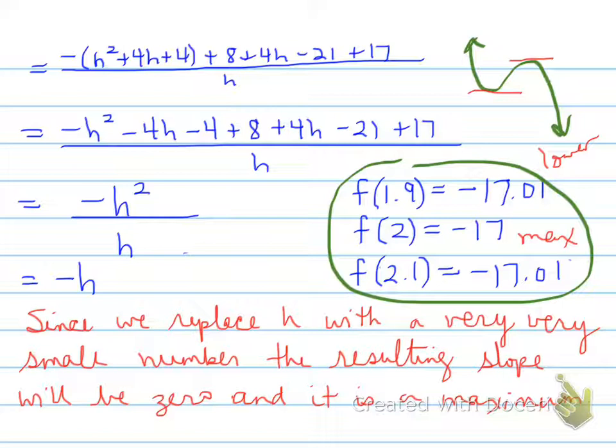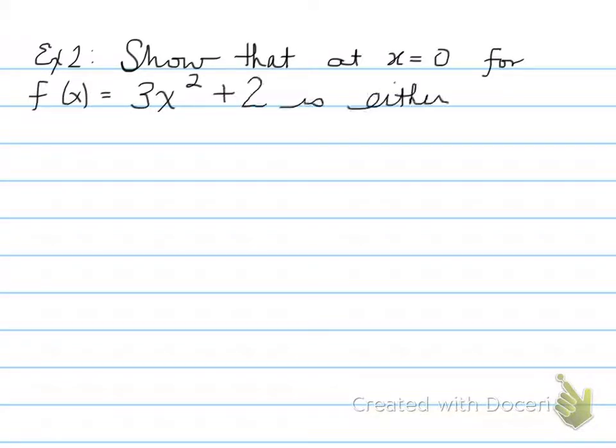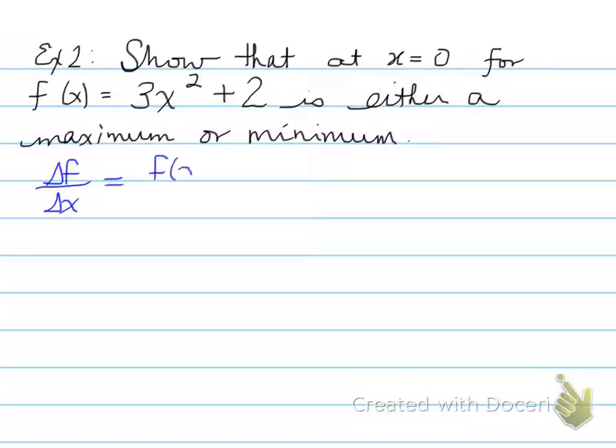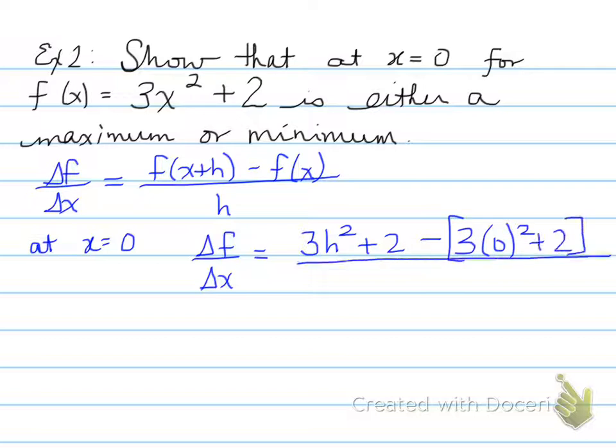Let's look at another way that we can do a question like this. Example number 2. Show that at x equals 0, for f at x equals 3x squared plus 2, is either a maximum or minimum. So you're asked to show that. So let's prove it. How do we prove it? Well, calculate delta f over delta x for a general point. At x equals 0, we find out that this is going to be what it equals.